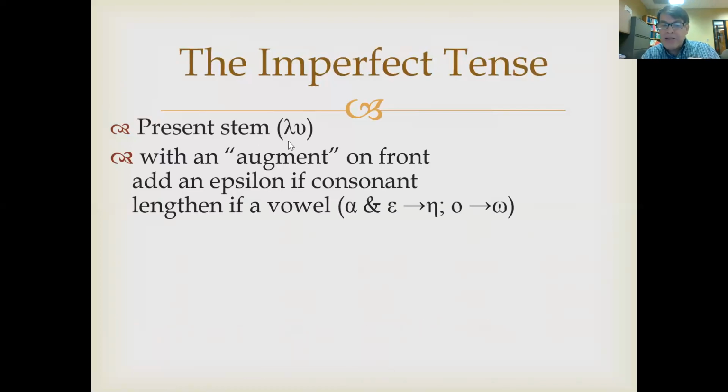Well, it's going to add something called an augment on the front of the word. So you're going to take that lu and put a little epsilon in front of it, and that's going to make it imperfect. Now, if the first letter of the stem, so lambda is nice, it's a consonant. But let's say that the beginning of the word was a vowel. Then the way it would augment is by lengthening. So if it begins with an alpha, it'll lengthen to an eta. If it begins with an epsilon, it'll lengthen to an eta. If it begins with an omicron, it'll lengthen to omega.